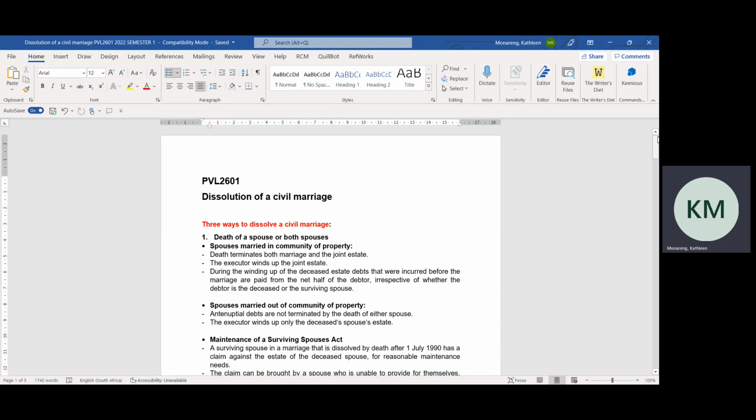But again, I emphasize that this is just a summary. It does not contain the cases that you need to be aware of. Others are on tutorial 102, others are in your textbook and study guide. This is just a summary to make it easy for you to understand what the content of dissolution of a civil marriage is. Student, I trust that this summary will make it easy for you to study, to prepare for your exams.